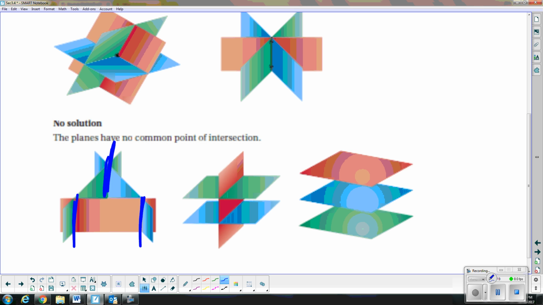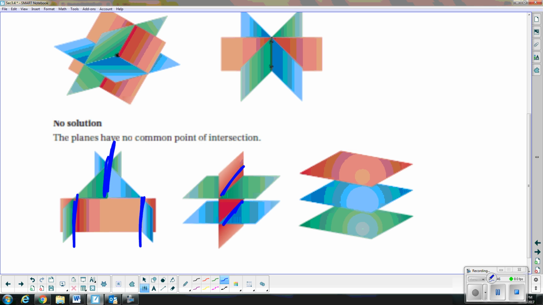The second one, same thing: red and green, infinitely many solutions; blue and red, infinitely many solutions; but blue and green, no solutions. Okay, if blue and green have no solutions, then the whole system has no solution, because if blue and green never intersect, there's no common point in all three equations.